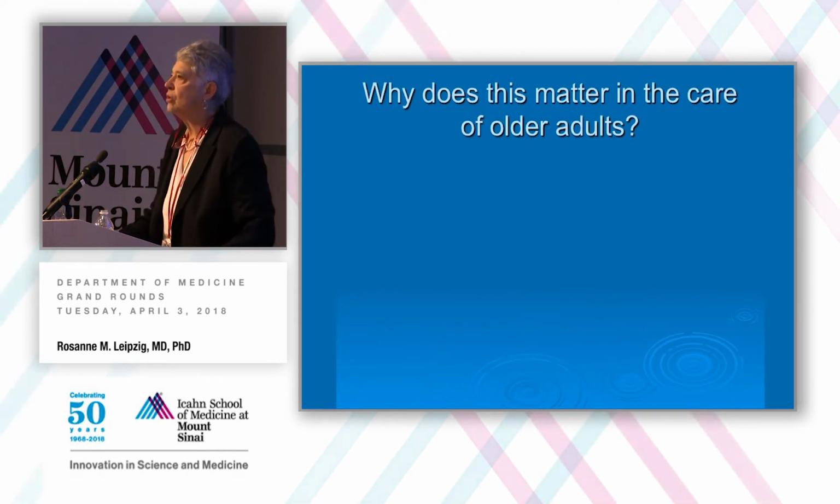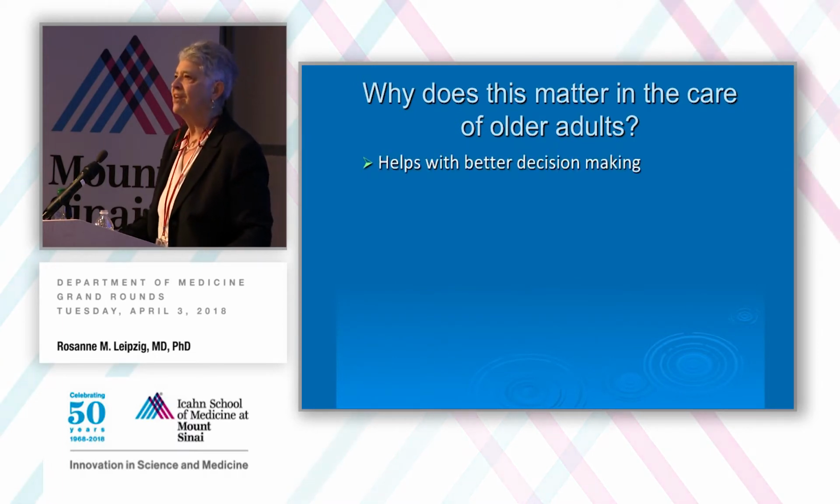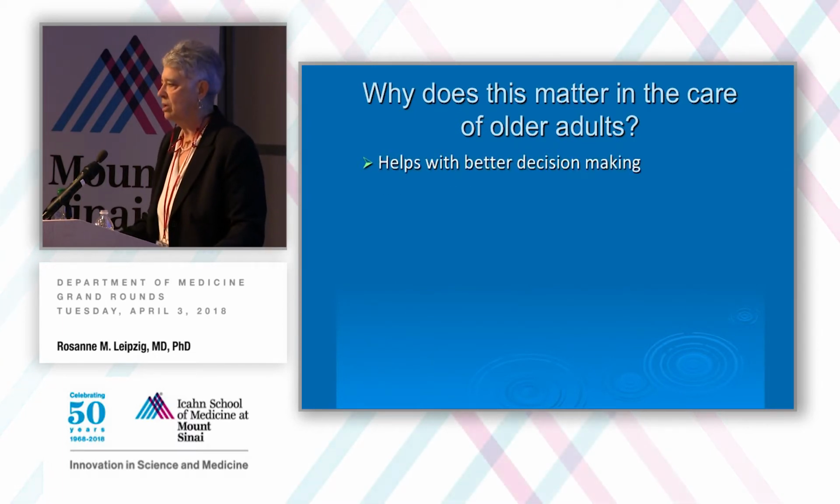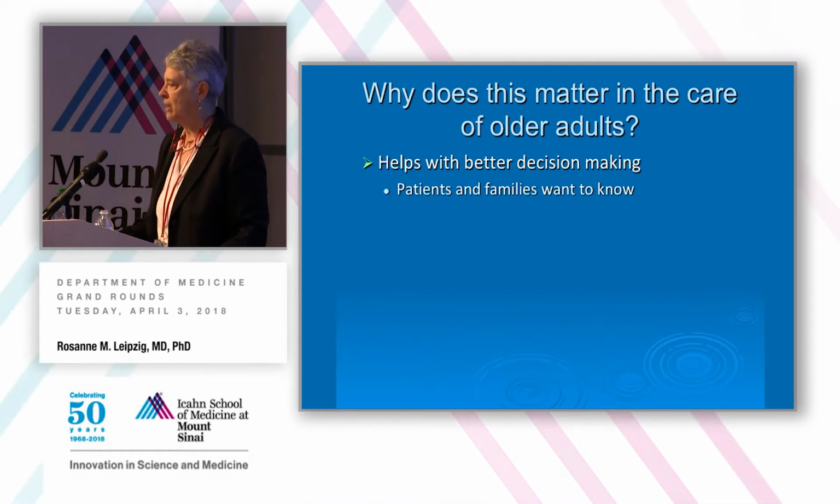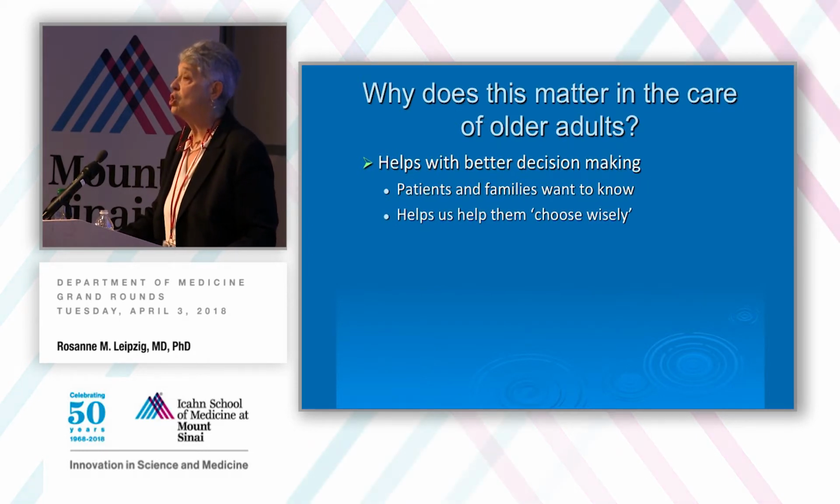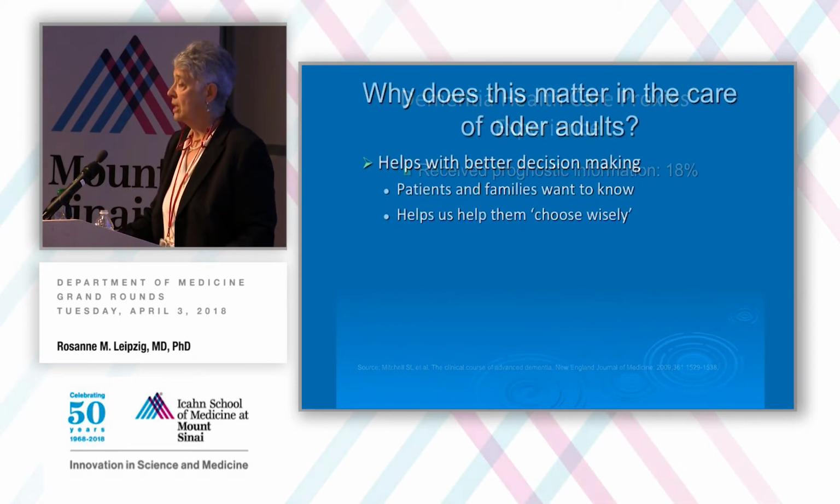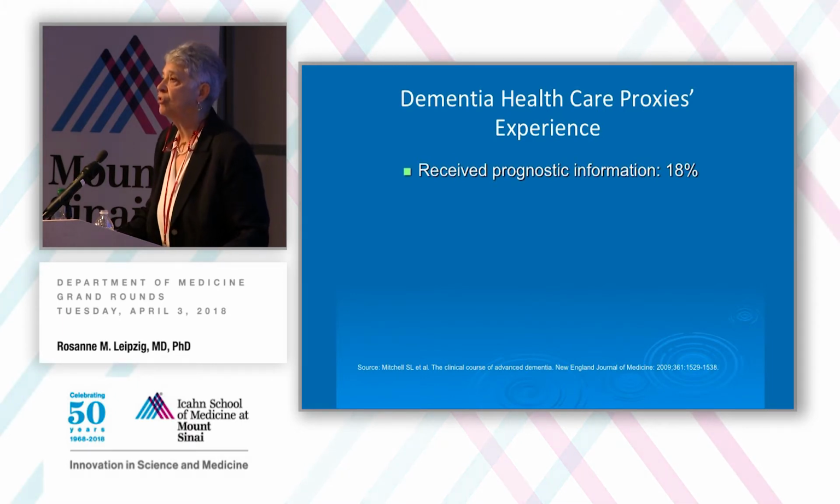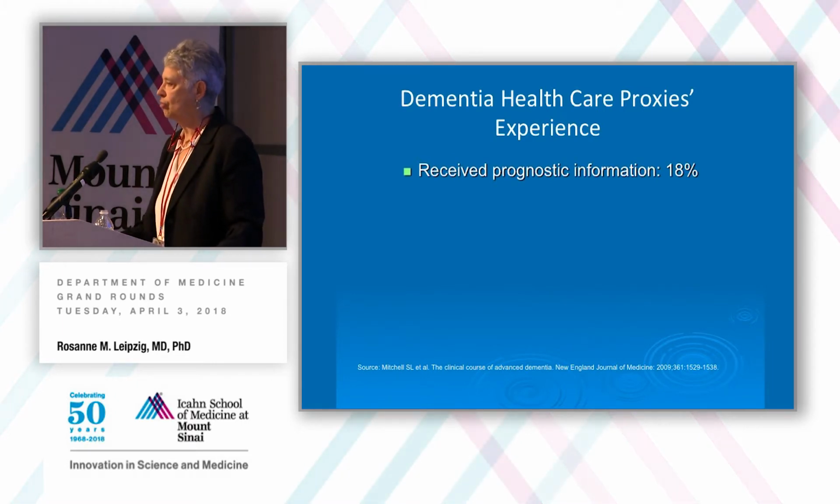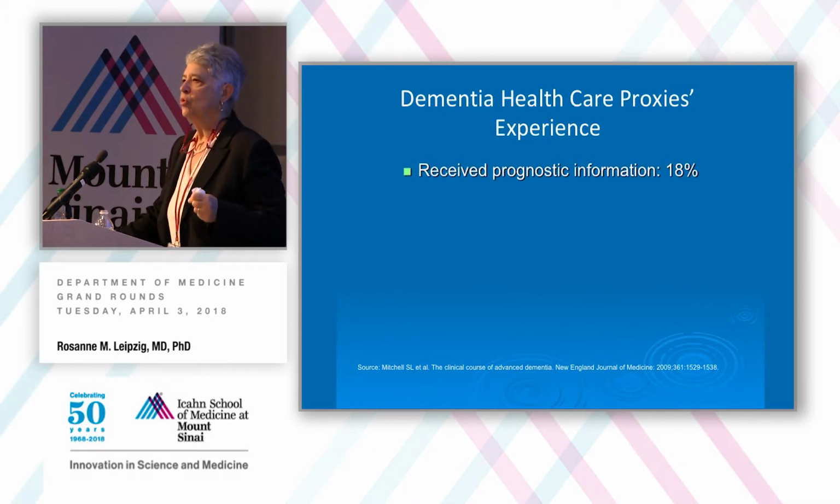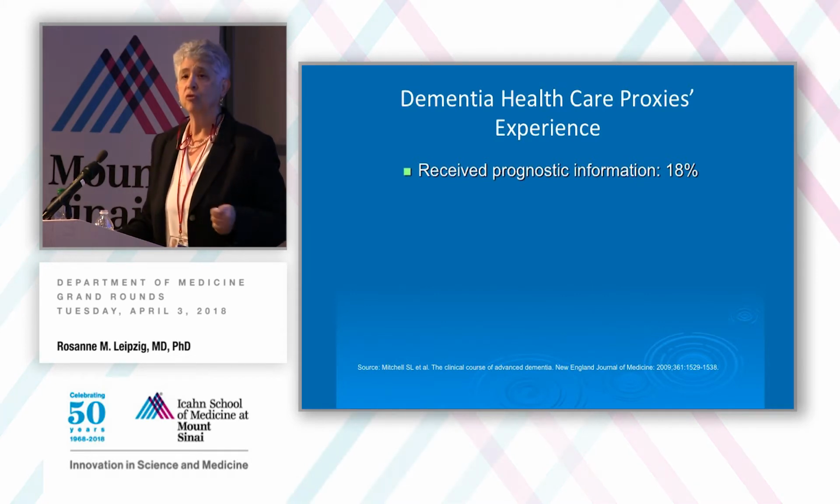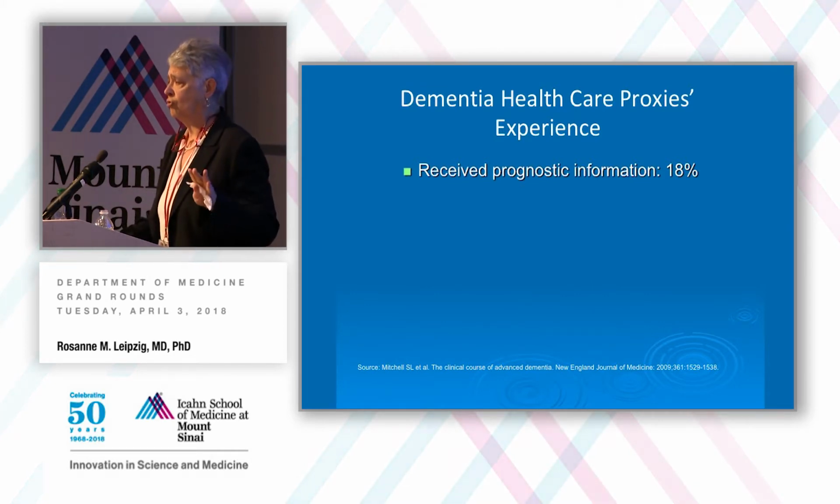So why does this matter in the care of older adults? Because it helps them and us do better decision making. Patients and families actually want to know, and I'll show you some data on that in a moment. It helps us help them choose wisely. And I'm going to give you an example of this in a study that was done about 15, 20 years ago, looking at people with advanced dementia and their proxies over an 18-month period of time. So these were people who had very severe dementia. They were in nursing homes, 22 different nursing homes in Massachusetts.